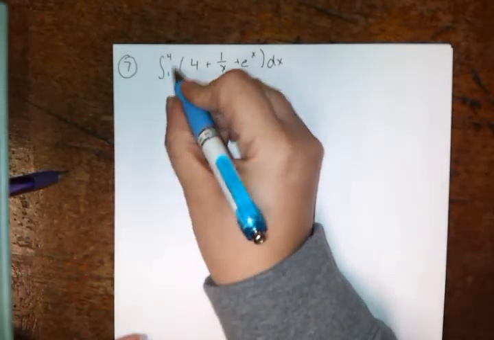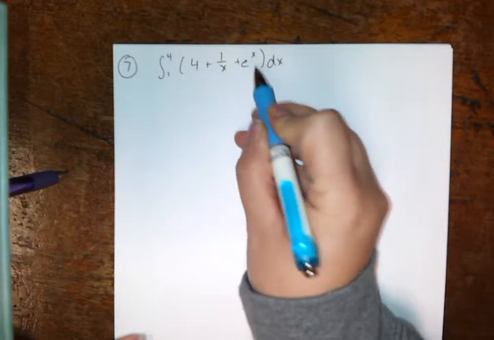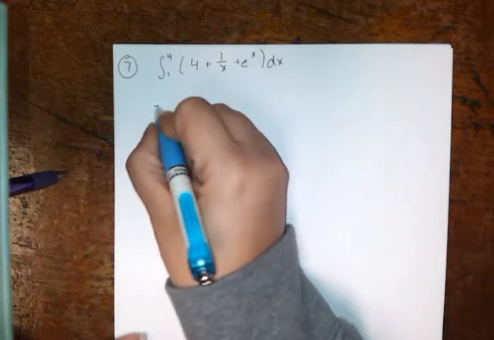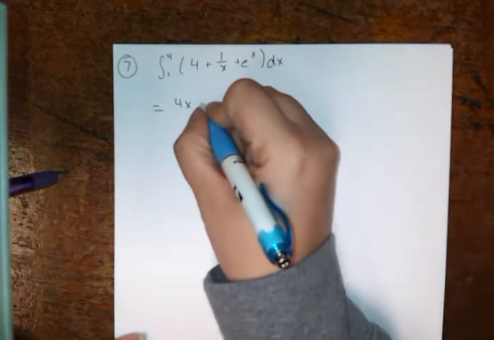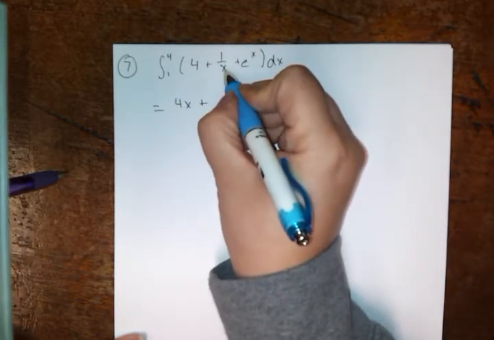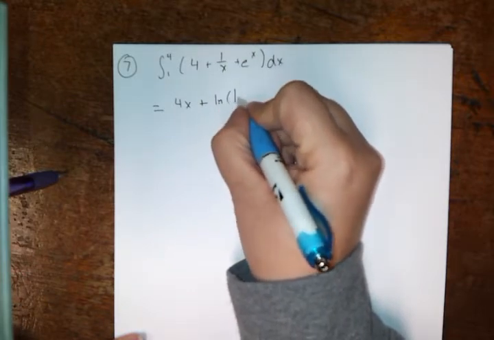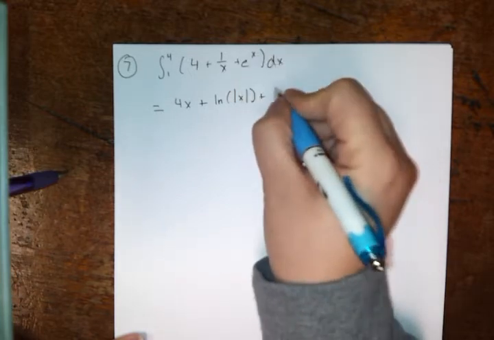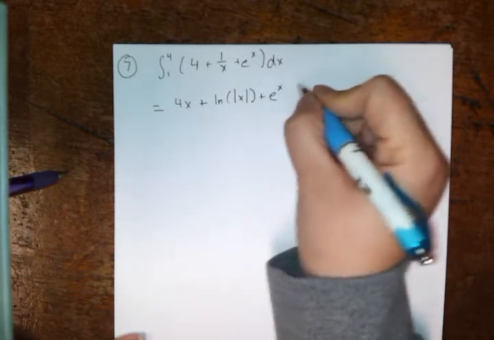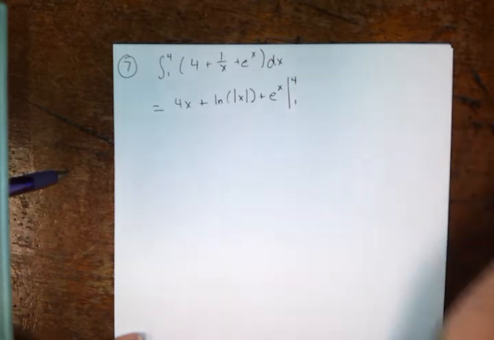So the integral from 1 to 4 of 4 plus 1 over x plus e to the x dx. Okay, well the integral of 4 is 4x. The integral of 1 over x, we know that's the natural log of the absolute value of x. And the integral of e to the x is e to the x. And we're evaluating this whole thing from 1 to 4.